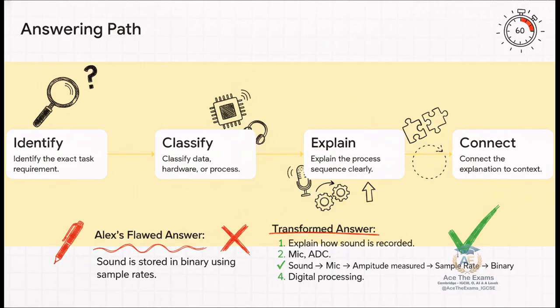Step 1, identify the exact requirement. Look at the command word. Does it say state, describe, or evaluate? If it says evaluate and you just state, you've already lost. Step 2, classify the relevant data, hardware, software, or process. If we're talking about sound storage, are we classifying analog to digital converters? Know your equipment. Step 3, explain the process sequence clearly, step by step, no skipping ahead. Step 4, connect the explanation back to the context.